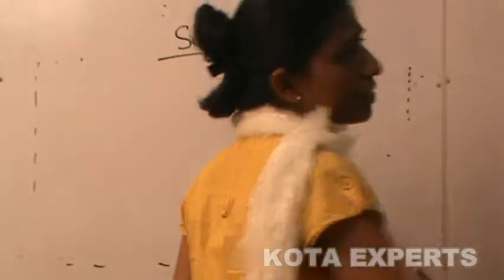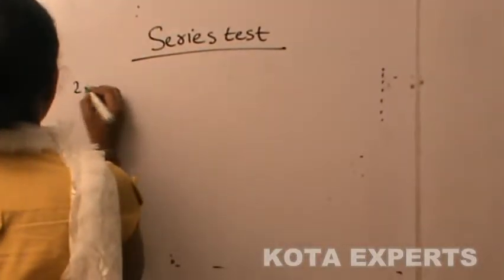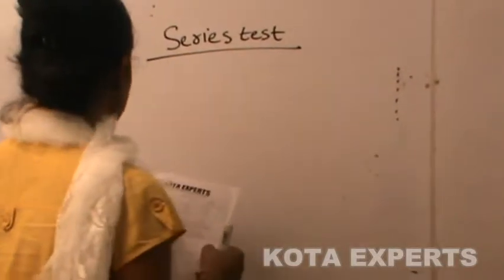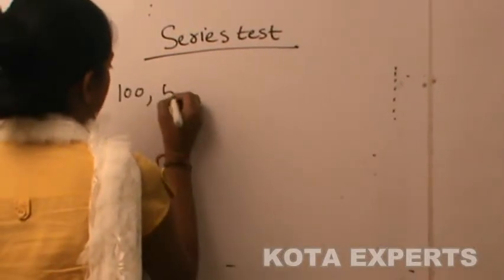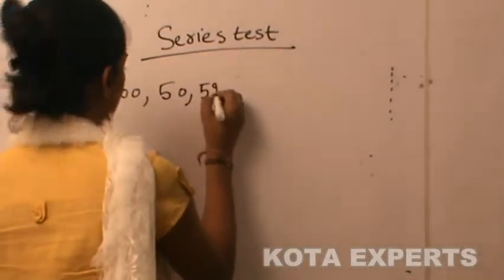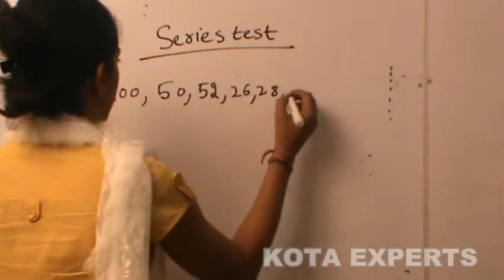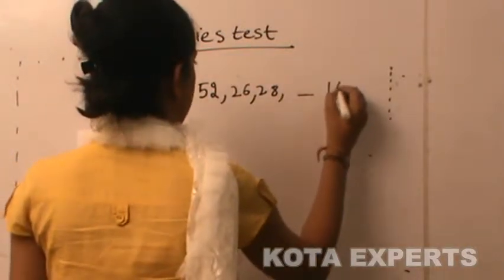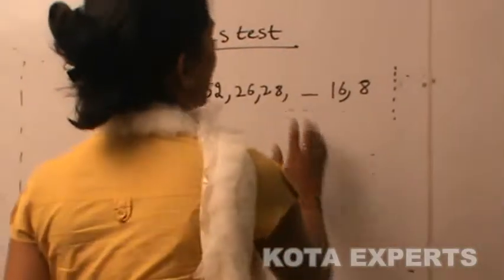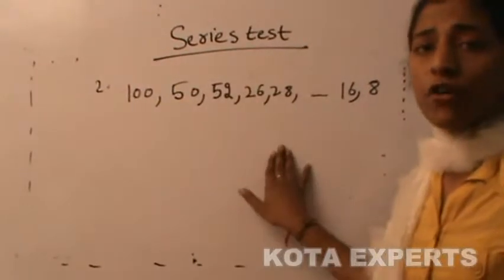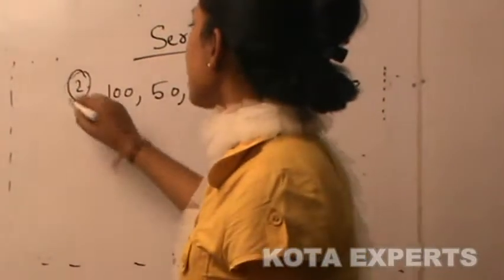Now question number second of your DPP. What is this question? 100, 50, 52, then 26, then 28, then 16, then 8. We have to fill this blank space. So think about this for a second. Which pattern will it follow?